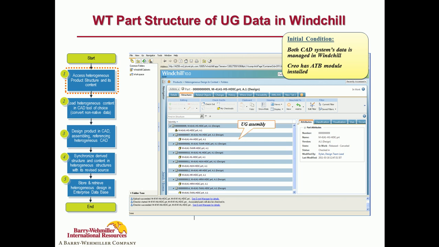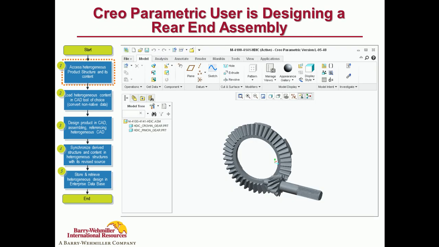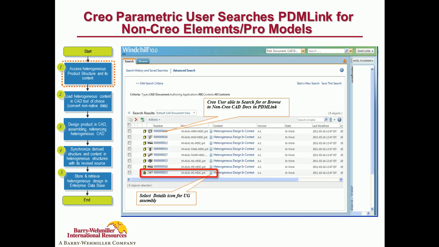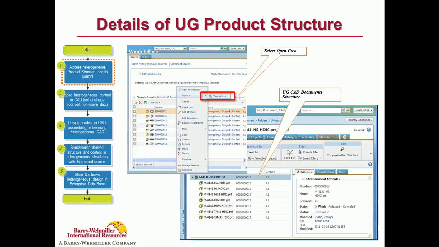So we'll just open up a UG assembly within Creo. We already have a model. We call it M4100. It's made up of a simple crown gear, pinion gear. So what we do is we go and search for UG CAD documents using the search capability within Windchill. And the assembly that we want to work with comes up. It's highlighted at the bottom here. So this is non-Creo CAD data.